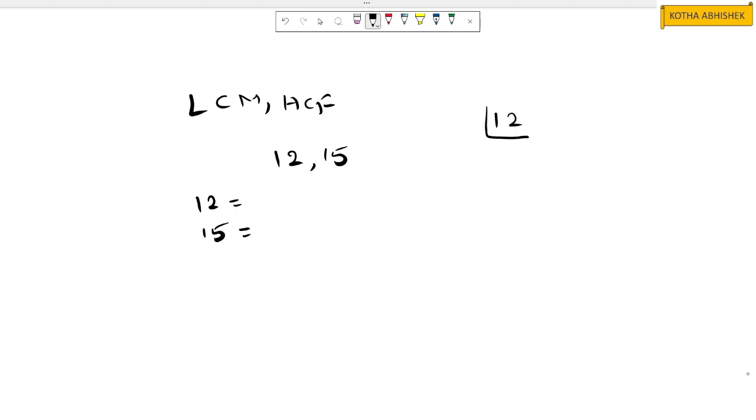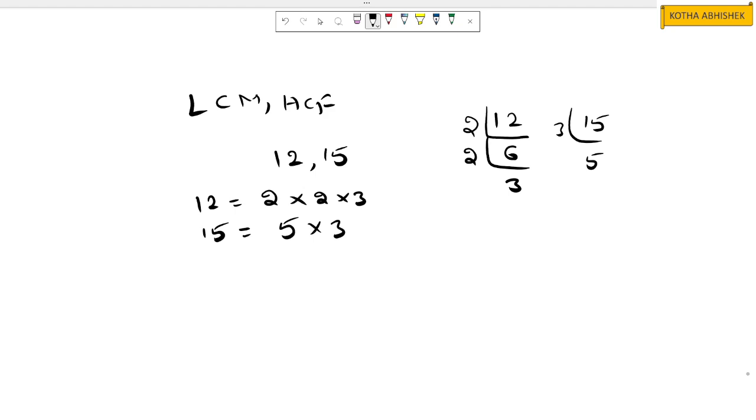12 prime factorization I am doing. So 2 times 6 is 12. Again 2 times 3 is 6. So 3 is a prime number, I can stop here. So 12 is nothing but 2 times 2 times 3. The same way 15, if you do prime factorization, 3 fives are 15. So 15 equals 5 into 3 or 3 into 5.